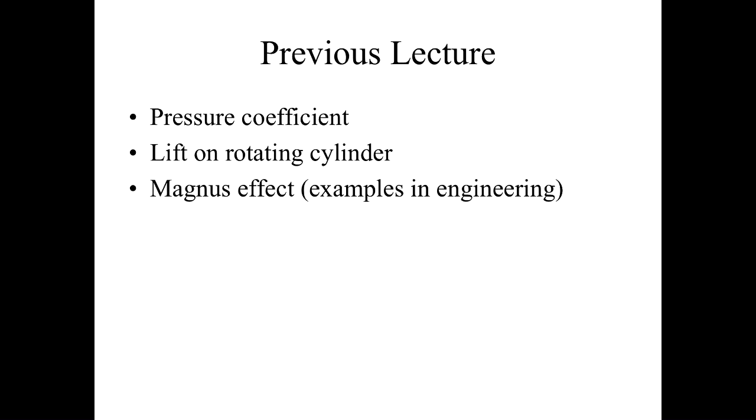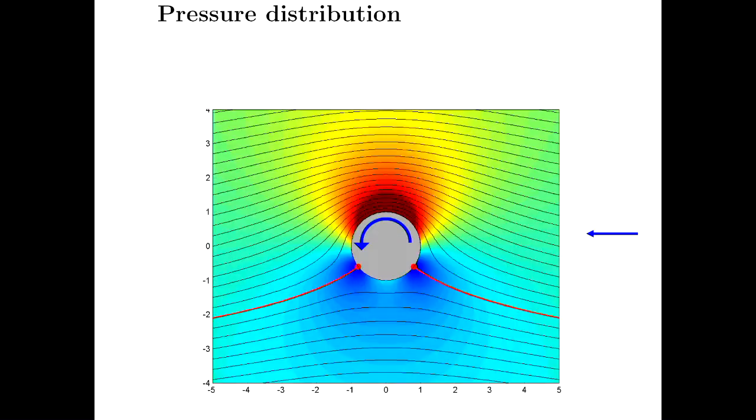Okay, so continuing with our lecture. We had a look at the pressure distribution for flow over a rotating cylinder. In this case, flow is moving from right to left, and it's rotating anti-clockwise. So we know that the velocity at the top here is going to be very, very high, which means that our pressure is going to be very, very low. Pressure coefficient is negative here compared to the bottom, and that will give us a net lift upwards.